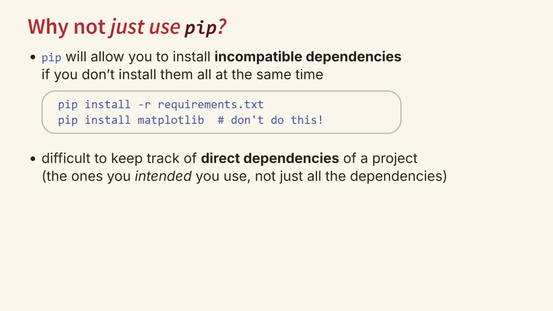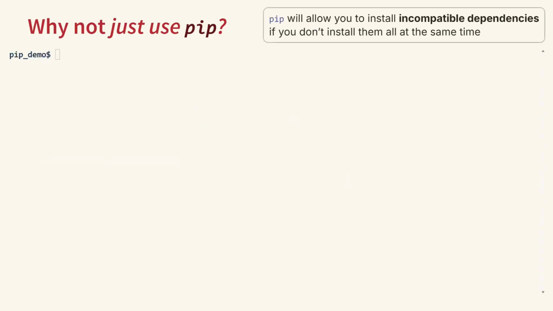It's also difficult to keep track of the direct dependencies of your project. What libraries, what packages do you actually intend to use? And then what are just all the other dependencies of those packages that you've got along the way? If you use a traditional tool like pip and you freeze your environment to a requirements file, it's difficult to keep track of that.